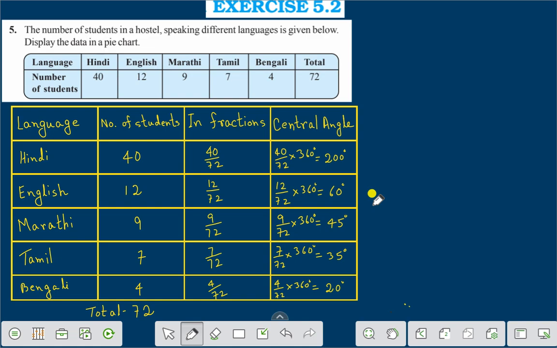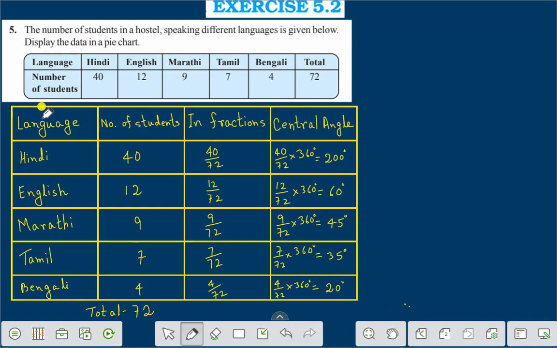Hello everyone. Today we shall discuss exercise 5.2 question number 5. The number of students in a hostel speaking different languages is given below. Display the data in a pie chart. Here we have to make the central angle.